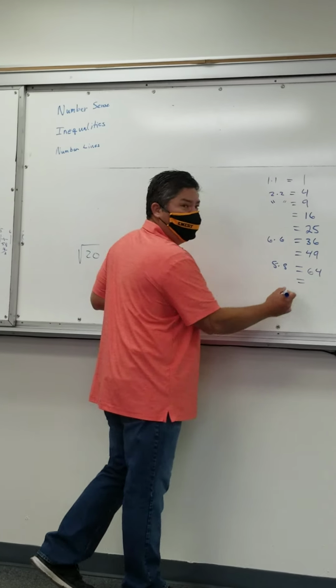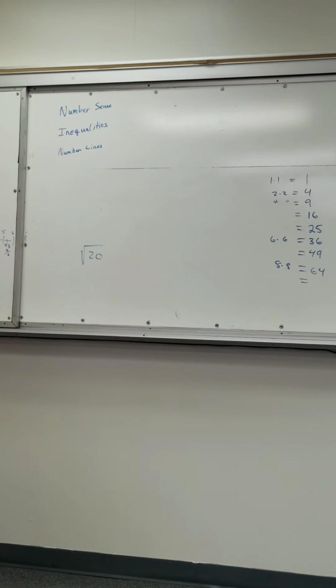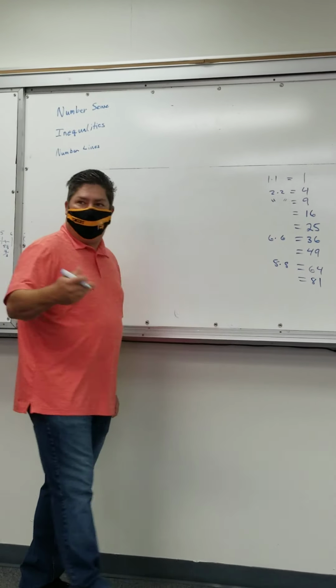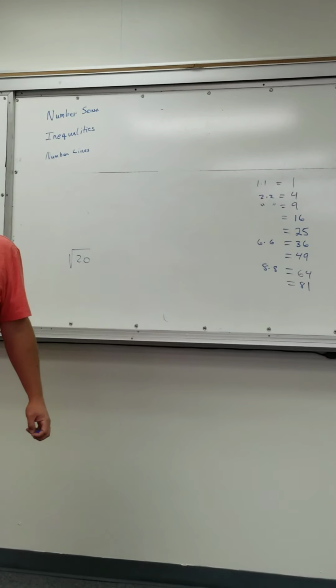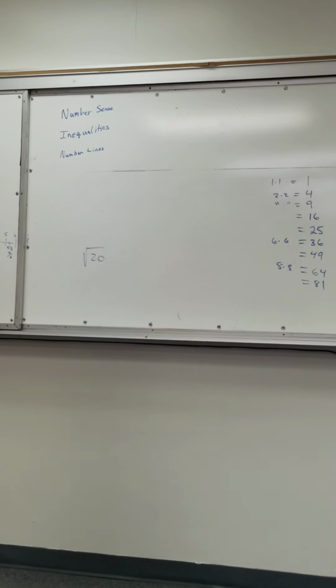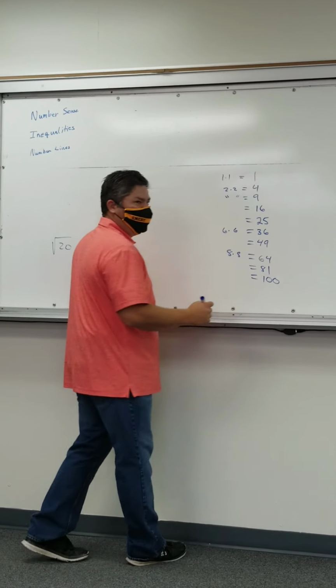Okay, next one. What's it going to be? What's your name? Nick. Nick. 81. 81. Very good. What'd you do, Nick? 9 times 9. Very good. Okay. What's your name? Addie. Addie, what's the next one? 100. Why is it 100? 10 times 10.